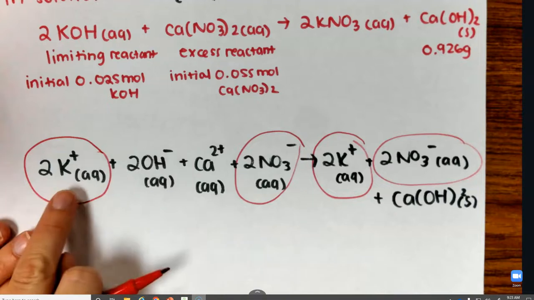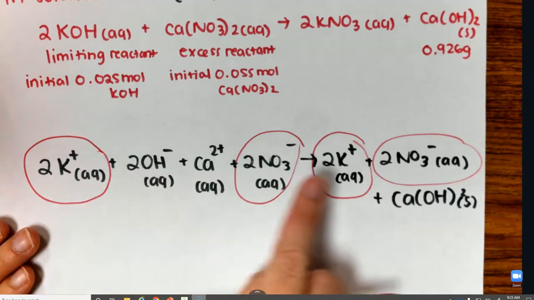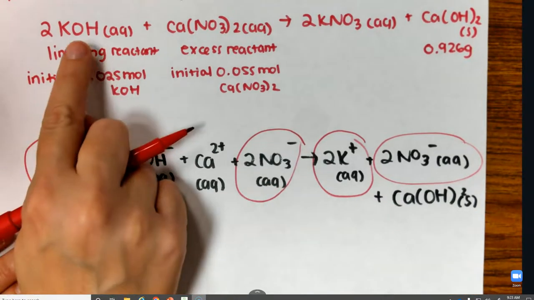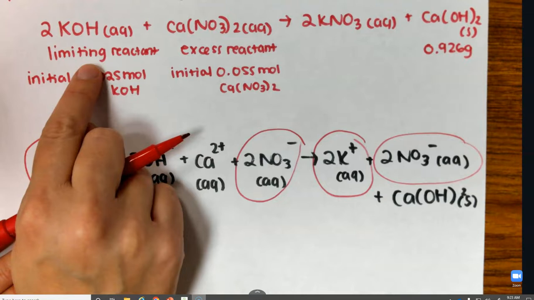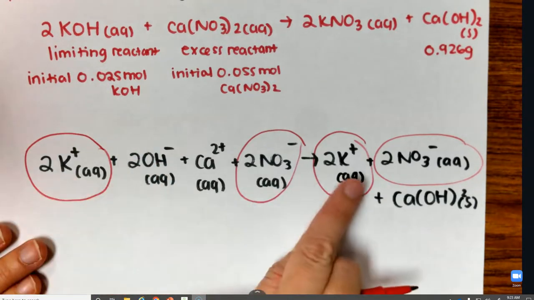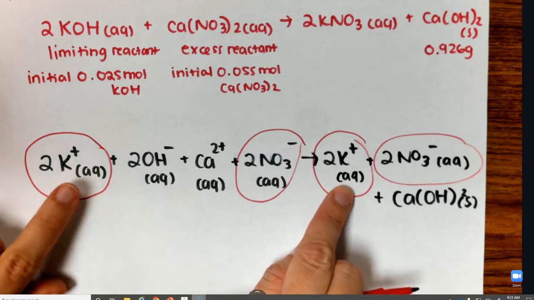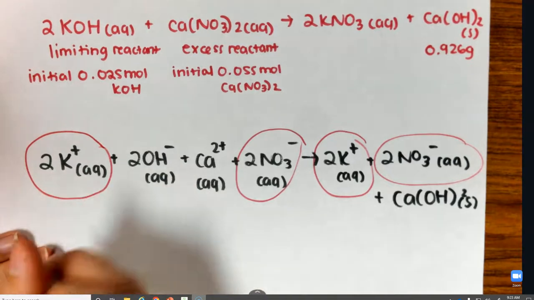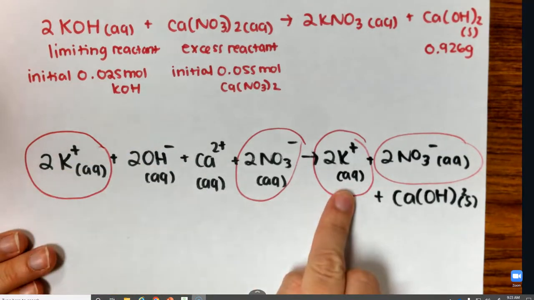Let's start with the potassium. The potassium started aqueous and it ended aqueous. It did not have any part of making this solid. K is not in that formula. So even though we called KOH the limiting reactant, potassium is not limiting because potassium doesn't do anything. It was aqueous before, it stays aqueous. And we know the law of conservation of mass: matter cannot be created or destroyed, so the amount of potassium that we start with equals the amount that we end with.